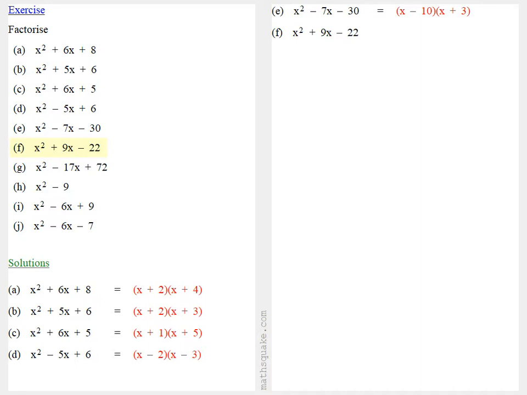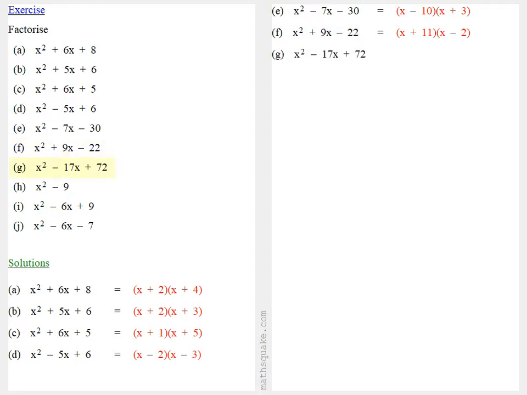In question F, we want two numbers that add to make 9 and multiply to make minus 22. Now again, if they multiply to make minus 22, then one must be positive and one must be negative. Now 22 breaks up into 11 and 2, and from that we can get a 9. So the numbers will be plus 11 minus 2. Plus 11 add minus 2 is plus 9. Plus 11 times minus 2 is minus 22. So the factors are x plus 11 times x minus 2.